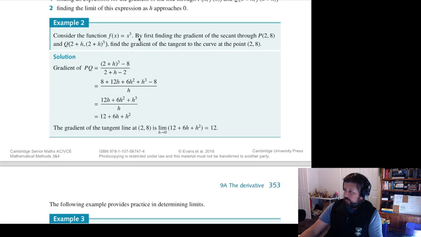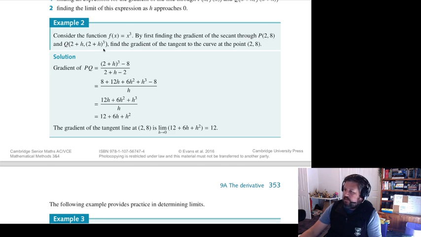By first finding the gradient of the secant through the point P (2, 8) and the point Q here. It says find the gradient of the tangent to the curve at that point P. So again, what you need to know is to find the gradient, first of all, of PQ.